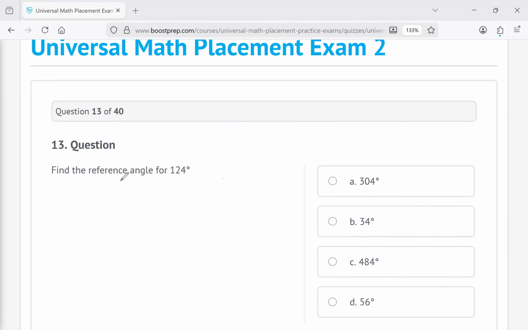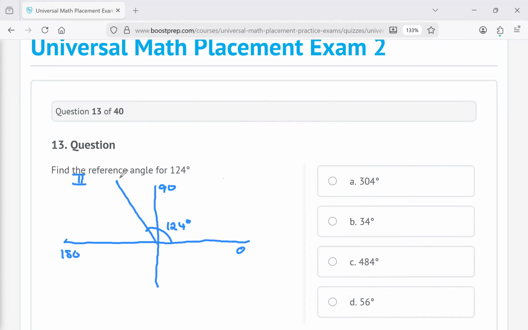Question 13 says find the reference angle for 124 degrees. A reference angle is not the same thing as coterminal, right? I think of the reference angle as the acute angle. So what I would do is first locate your angle, your theta, 124. You would go 0, 90, 180, right? So 124 is approximately right here, and so we're technically in quadrant two. What we've got to do is find the reference angle, this small angle.